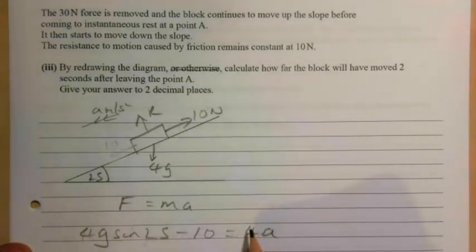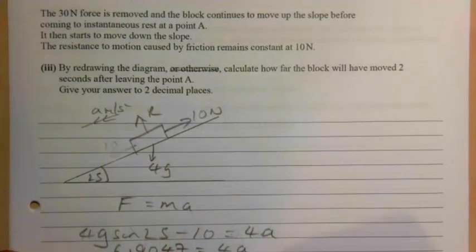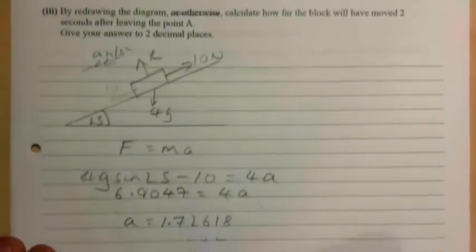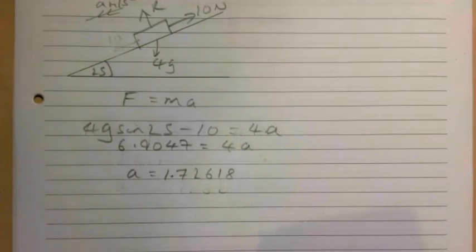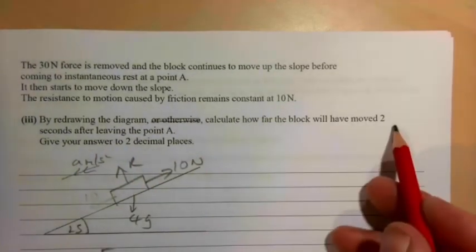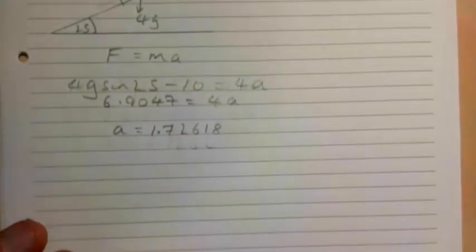If we put this into our calculator, we get 6.9047, that's just a number, equals 4A, and my A then is 1.72618. It doesn't ask us for the acceleration here, so we have that, A is 1.73 once you divide by 4. So we're now going to use UVAST to find out how far the block will have moved 2 seconds after leaving the point A.